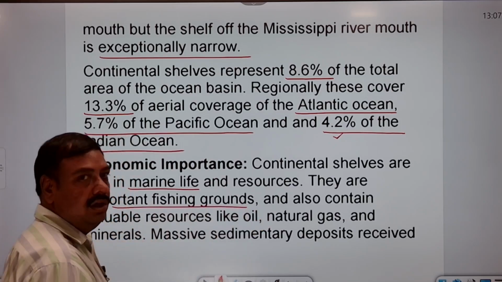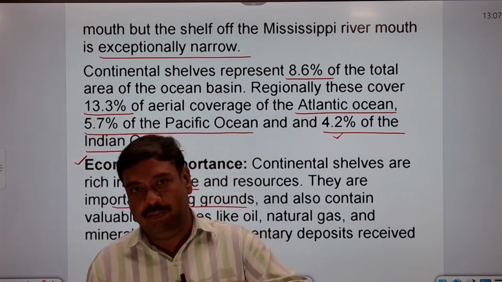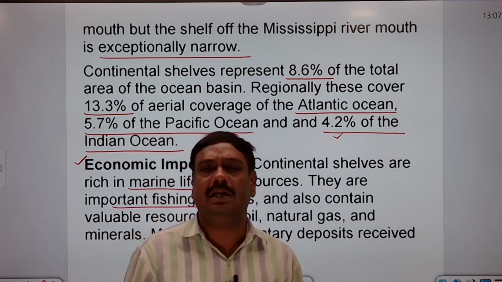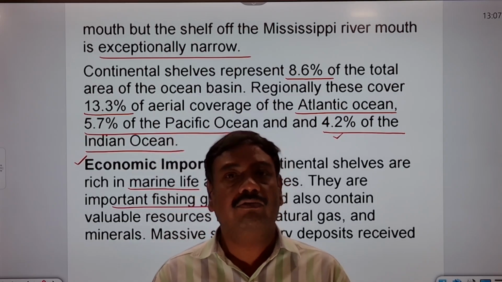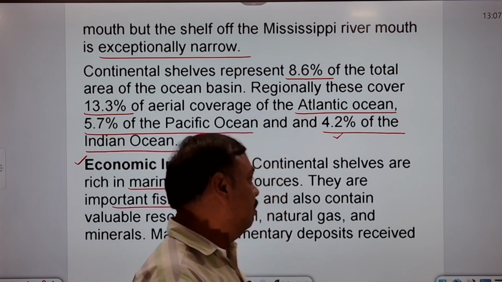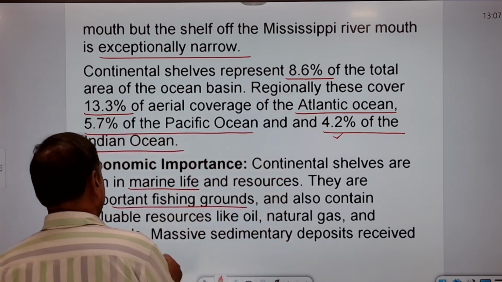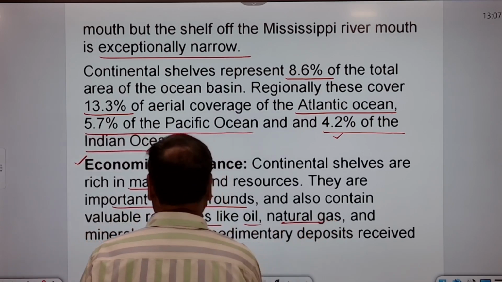Obviously they are fishing grounds because, since they are gently sloping regions, so much phytoplankton and zooplankton are present there. These phytoplanktons and zooplanktons become food for fishes. So that is why they are important fishing grounds. Not only this, they also contain valuable resources like oil, natural gas and minerals.